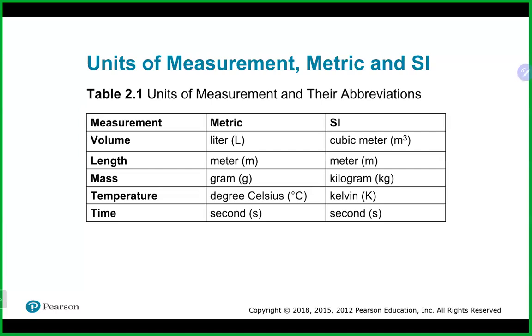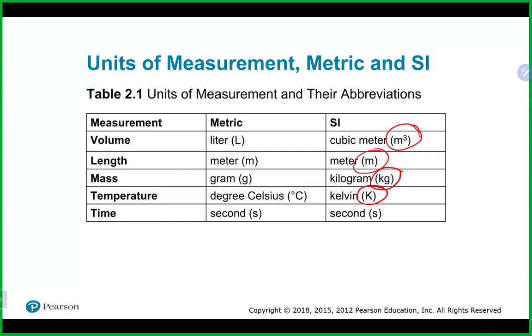Speaking of that, in chemistry the metric unit for volume is liters, which is a very common one. But cubic meters is the SI unit for volume. For length, the SI unit is the meter. For mass, it is the kilogram.